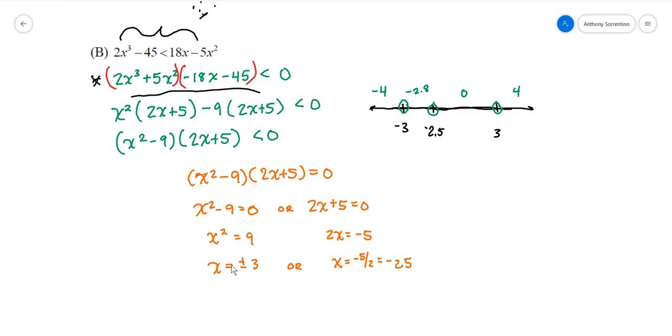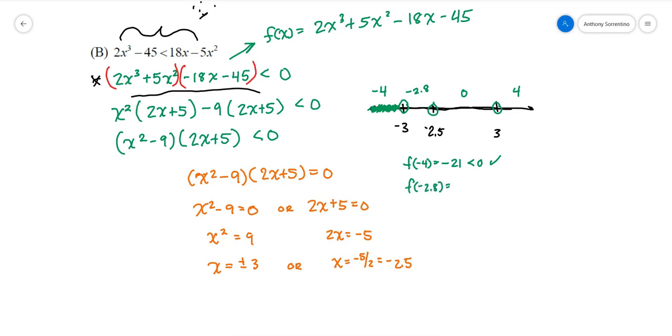And with this being f of x, I'm going to put each one of these values into that function and see, well, I want the ones that are going to make that negative. And so if I put in the -4, which is less than 0, this one checks out. It's less than 0, so that means I'm going to shade that part of the number line in. I do the same thing for -2.8, which is greater than 0, so that's not going to be one of my answers here.